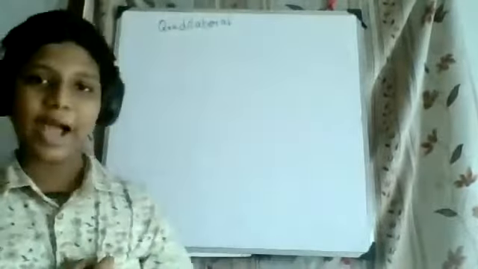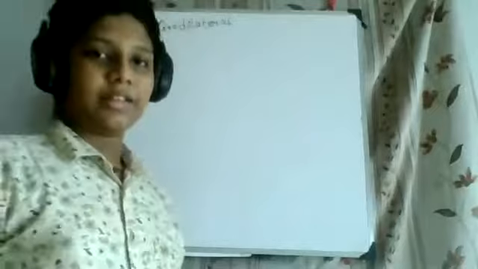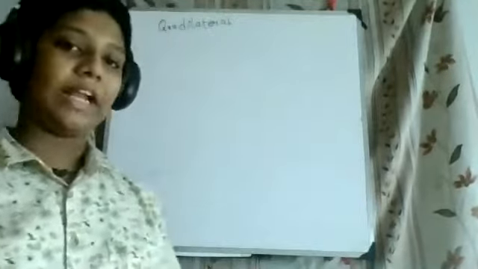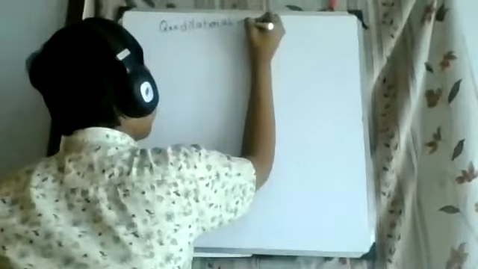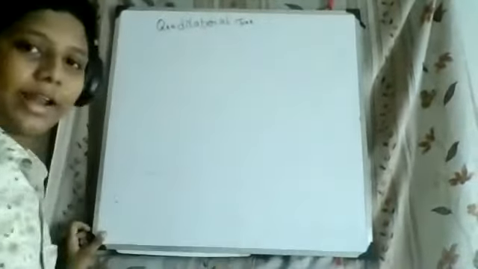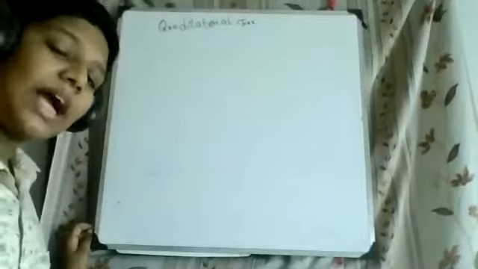We are discussing Chapter 5, Understanding Elementary Shapes. In last class, we discussed quadrilaterals. In this class, we are going to discuss the quadrilateral tree. I will draw a diagram, and from that, I will explain.